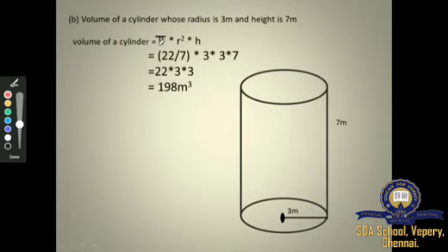The value of pi is taken to be 22 divided by 7 into r. Radius is 3, and it is r square, so 2 times you have to write it: 3 into 3, and the height is 7, so into 7. You can cancel out the 7 in the denominator and the 7 in the numerator. So you will get 22 into 3 into 3, which is equal to 198 meter cube. So the volume of the cylinder is 198 meter cube.